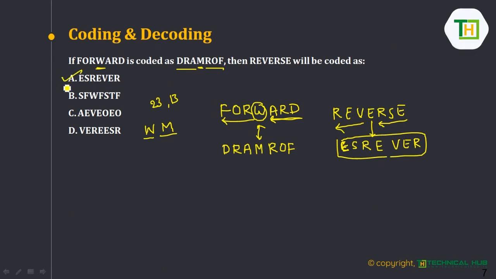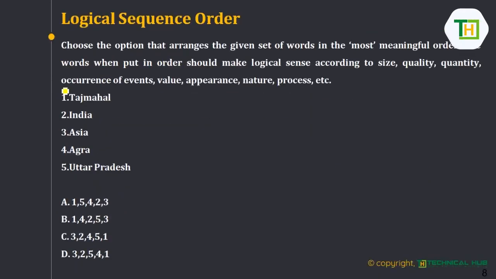It should be option A. Yes, it is option A. Very good. ESR, EVER. Good. Next, it's a logical sequence of order.